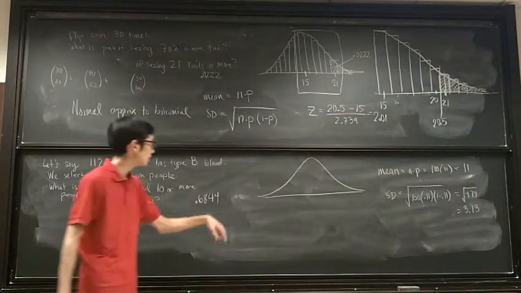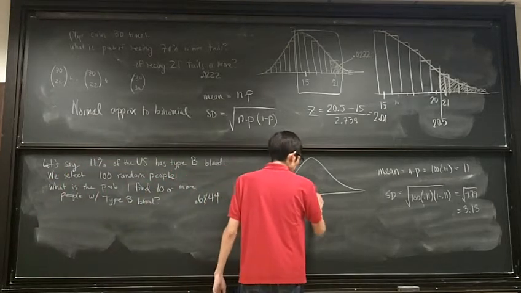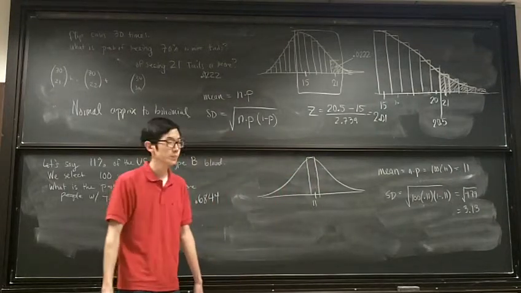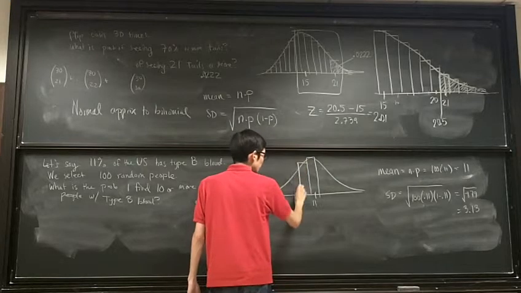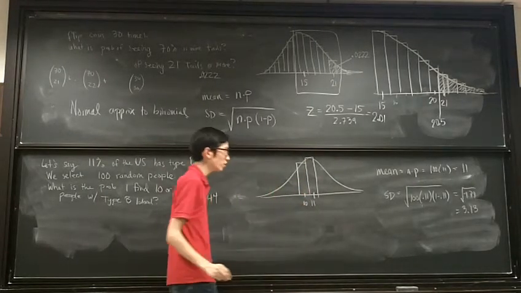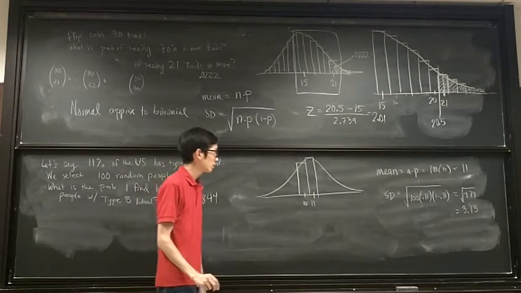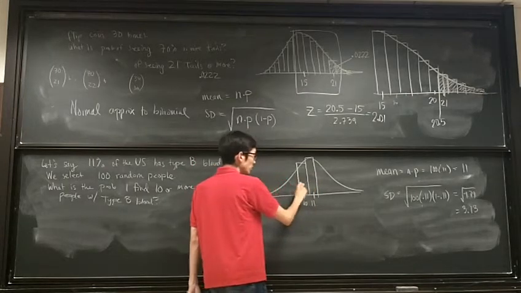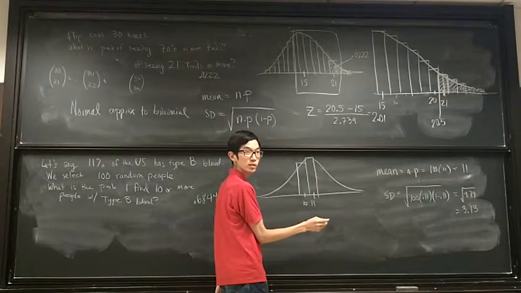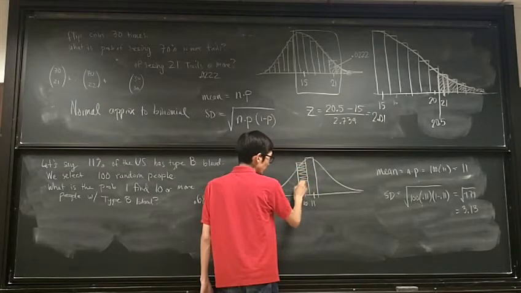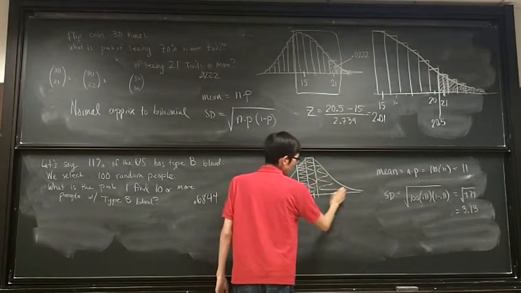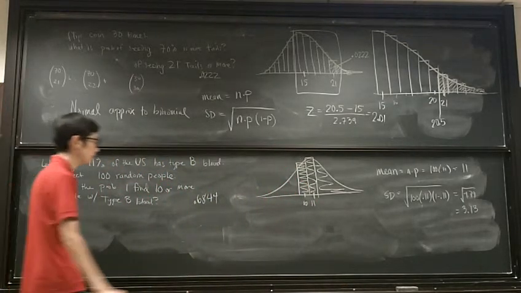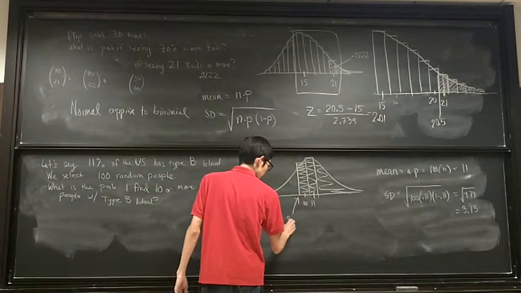Okay, and I'm asking for finding 10 or more people with type B blood. So, if I draw this, I have a bar centered at 11, and then I have a bar centered at 10, and I want 10 or more. So, which direction am I shading? To the right, okay. And do I include the bar for 10 or not? I include the entire bar for 10, and everything over here, and everything over there. So where am I drawing my cutoff line? 9.5. Okay. So I'm drawing my cutoff line at 9.5.